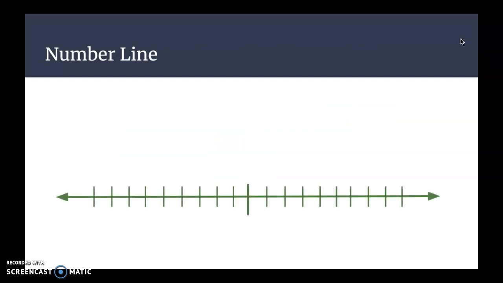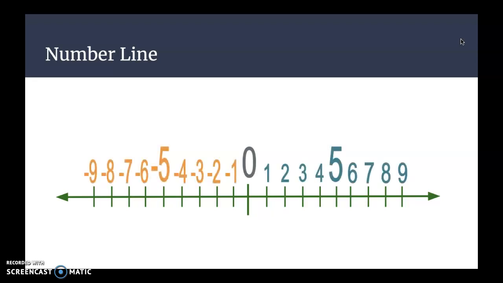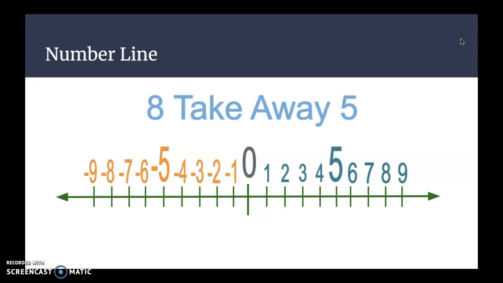Using a number line to teach students is a great visual to use. A number line is just that, a straight horizontal line, with numbers placed in even increments along the length. So we're going to have positive and negative numbers. So here's our problem. 8 take away 5.